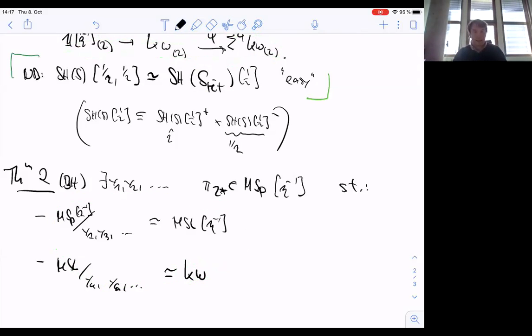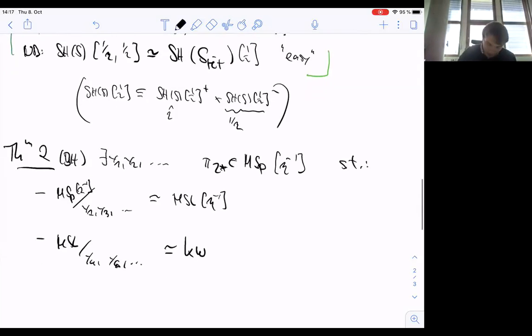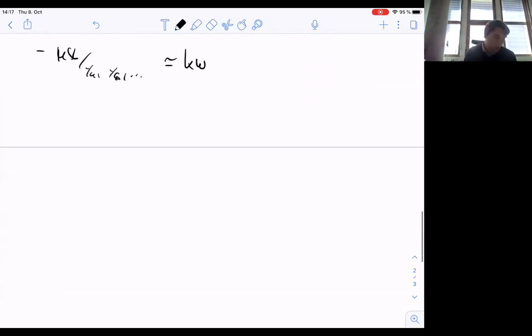Okay, so I think these are the most interesting things which we can say over general base schemes. So now we specialize a bit, to Dedekind schemes.